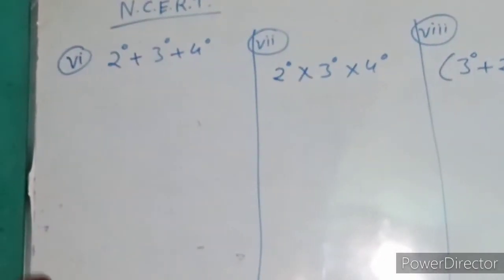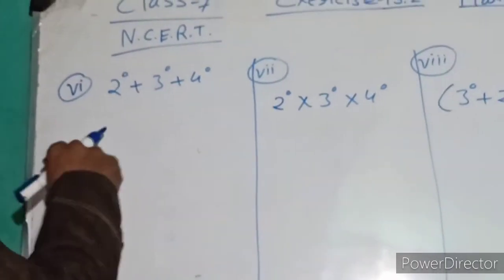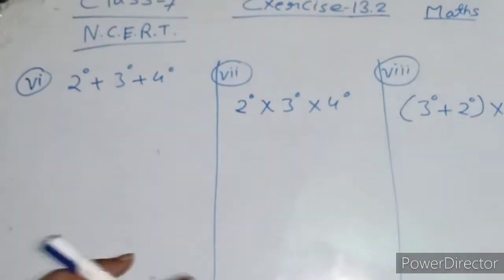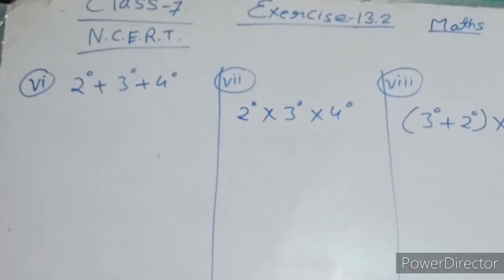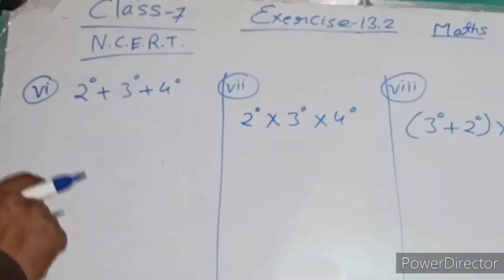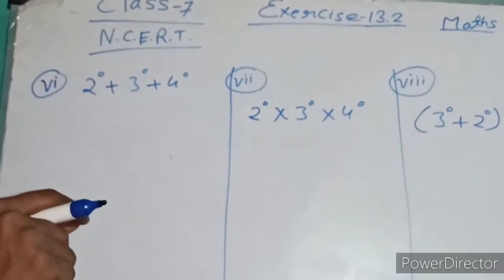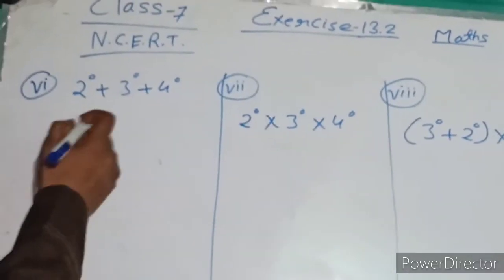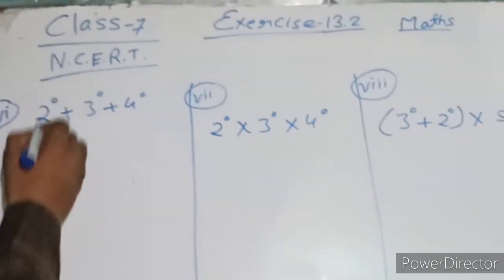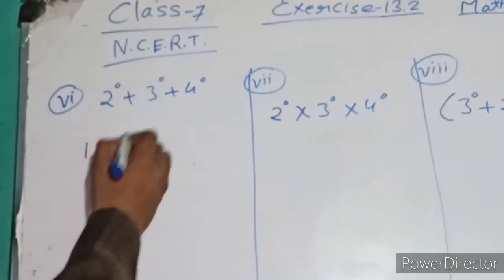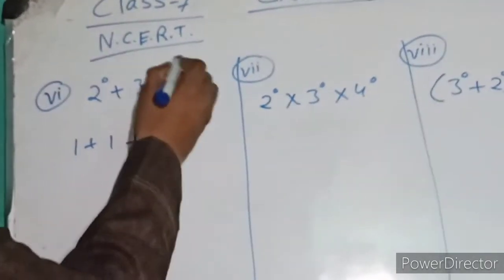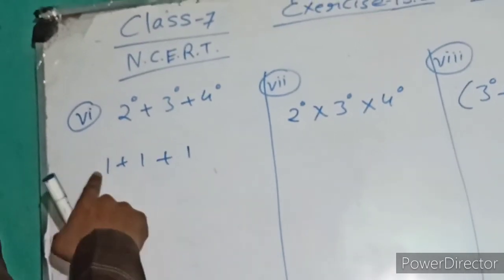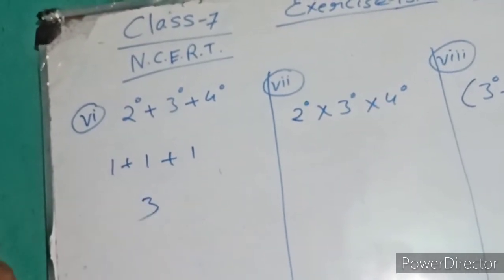Now we are taking 3 questions together, question number 6, 7 and 8, because all 3 questions are the same. As we know, when there is a power of 0, the answer is 1. So always remember it. 2 raised to the power 0 means 1. 3 raised to the power 0 means 1. 4 raised to the power 0 means 1. Now add them. The answer is 3.